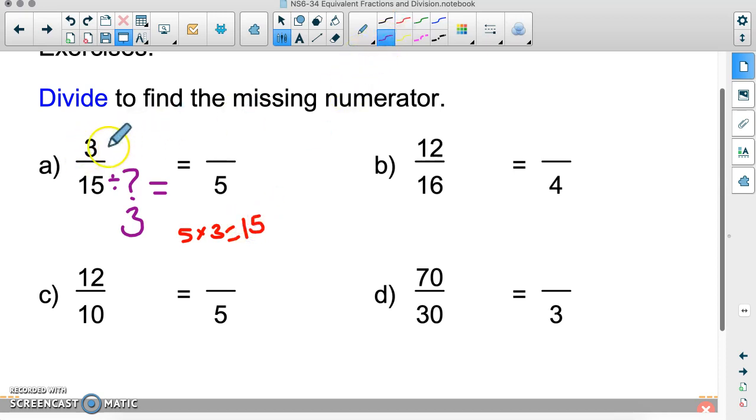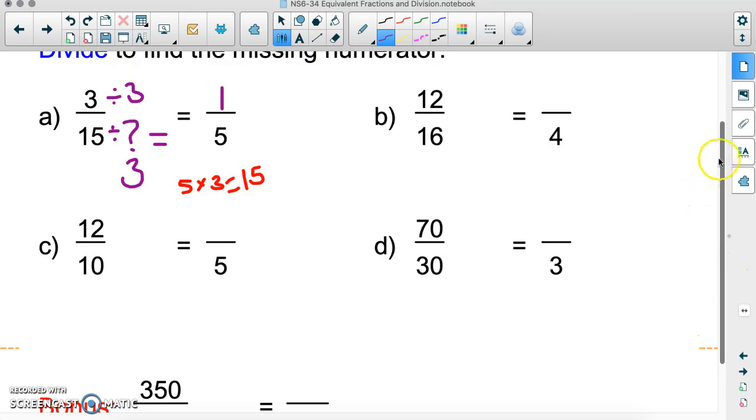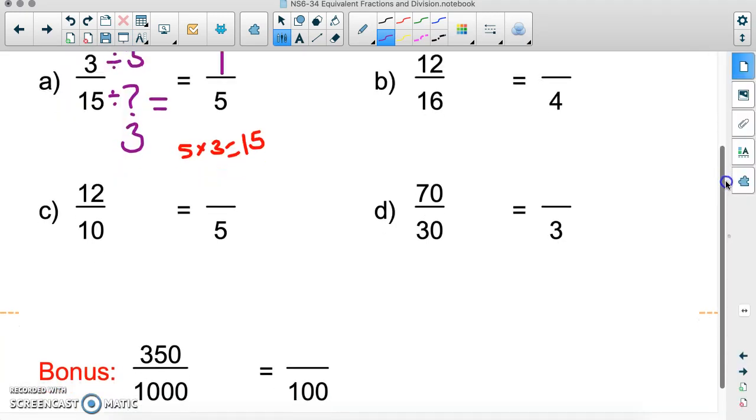Now 3, if what we do to the bottom we do to the top, so 3 divided by 3 is equal to 1. So we can say that 3/15 is equal to, or equivalent to, 1/5. I want you to do B, C, and D on your whiteboards, and then I want you to give the bonus a try down below. When you're done, you're going to resume your screencast.